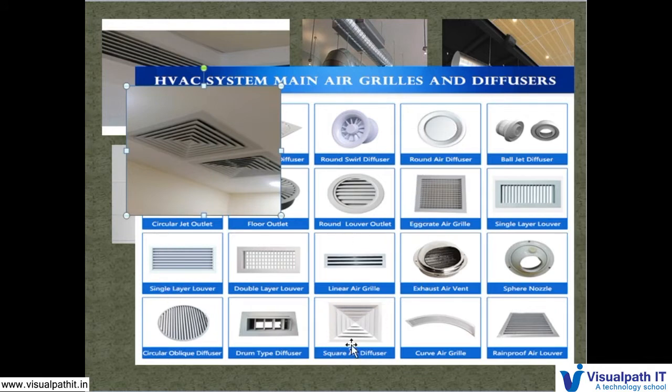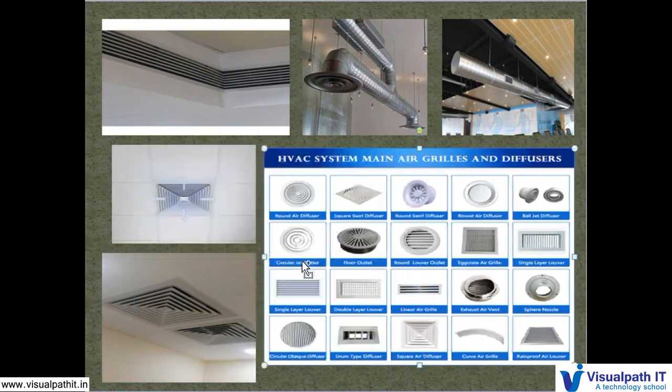This is a square air diffuser. This is how the square air diffuser will look. And the lower air grill, you will see this one also. So these are some of the important air distribution systems you will be seeing in your site management life. This is how this diffuser will be installed, like this. And these are all the grills.